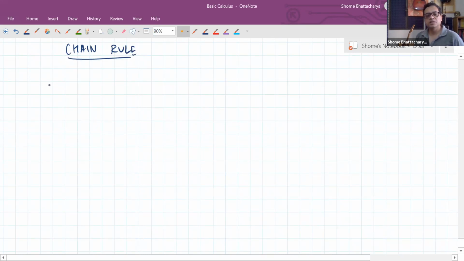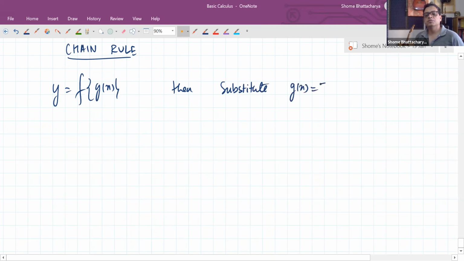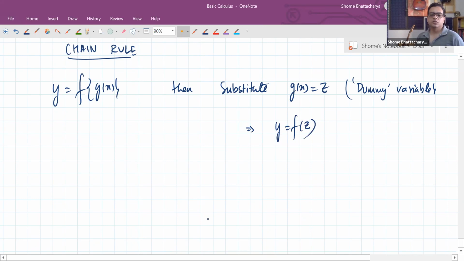So the general method of the chain rule is that if y is a function of another function, then the first step is we can substitute the inside function or the basic function as a new variable z. That's like we are introducing a dummy variable. So therefore now y becomes f of that dummy variable. So this is the substitution step.